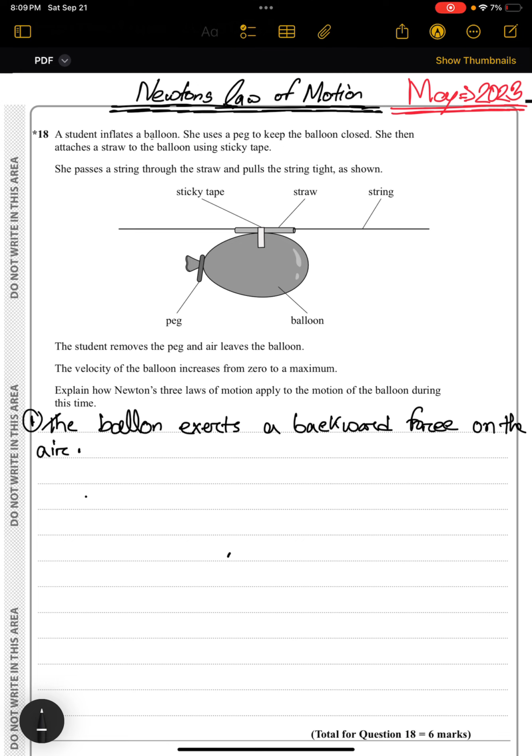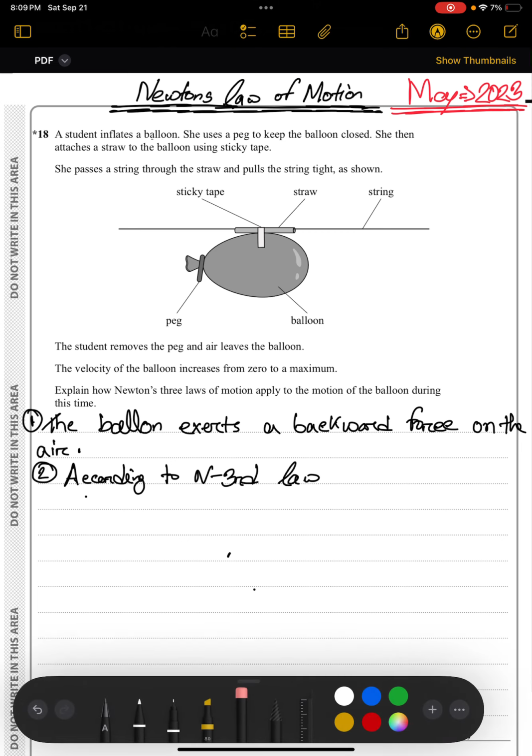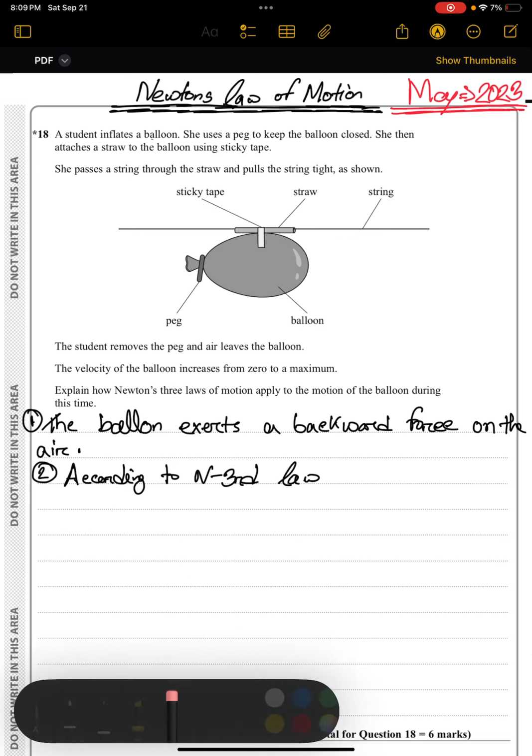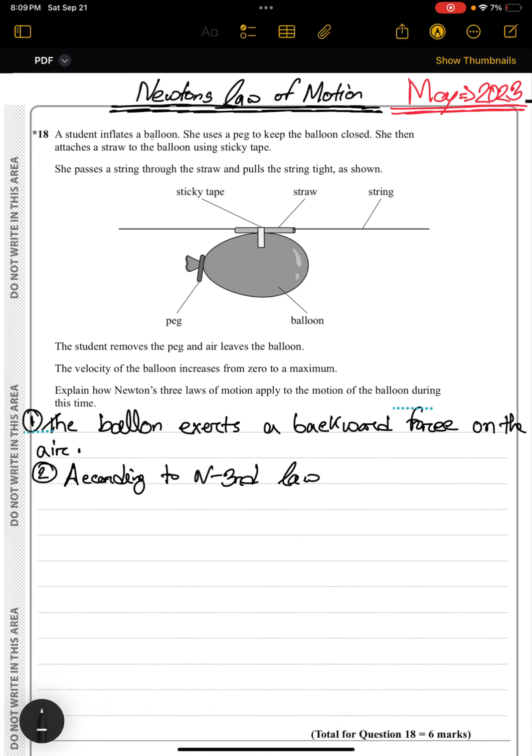This is our point number 1, which will give us 1 mark. And point number 2 will be, according to Newton's... Don't write in this way, I'm just writing it so that you guys can understand and we can reduce the amount of time we take for one question. Just write it as Newton's third law.